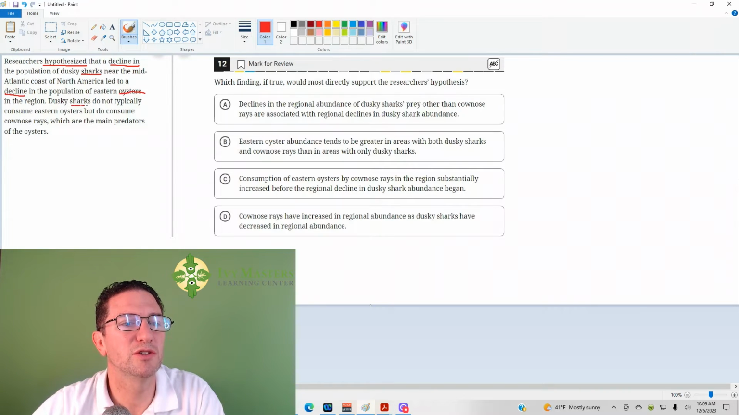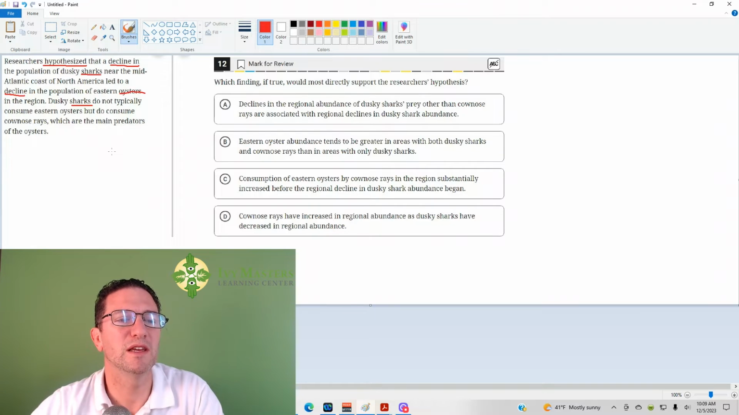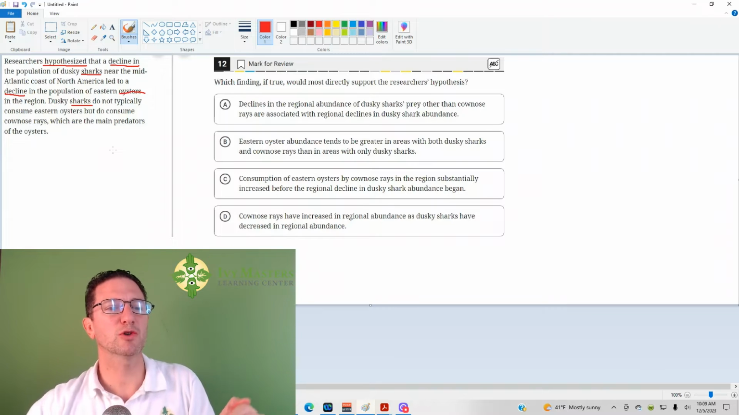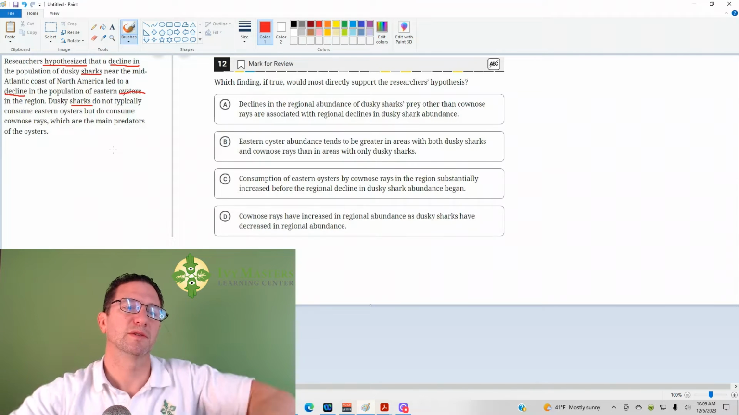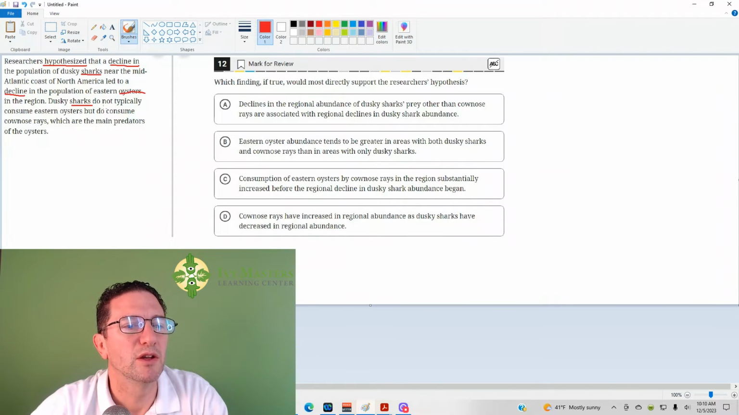Dusky sharks do not typically consume or eat eastern oysters. Now that makes sense, because if they did eat eastern oysters, then a decline in sharks would be an increase in the oysters. But the sharks consume cownose rays, which are the main predators of the oysters.